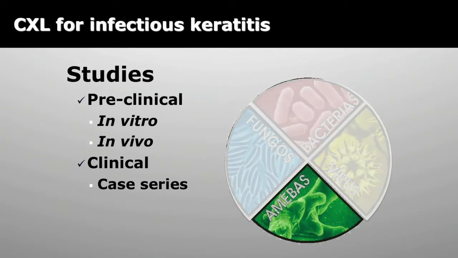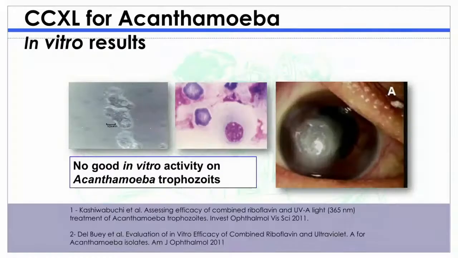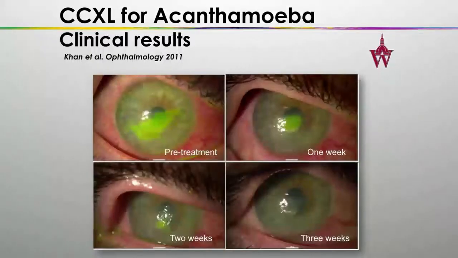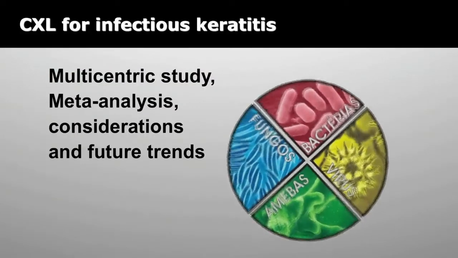Let's take a look at Amoeba. Amoeba has been a problem, but the in vitro results did not show very good activity against the trophozoites and also the cysts. Even in the in vivo model of Amoeba infection, we didn't observe a good response to the cross-linking treatment. But there are a few case reports in the literature in which patients were treated with cross-linking with good results in terms of resolution of the Amoeba infection.